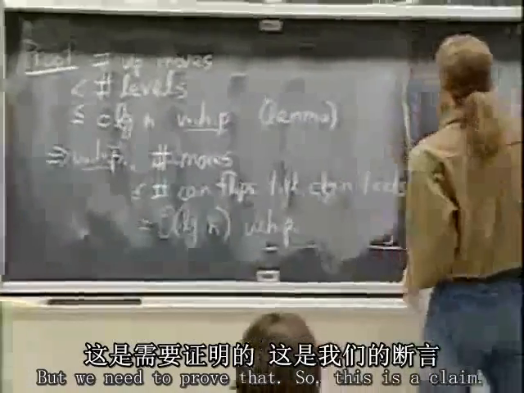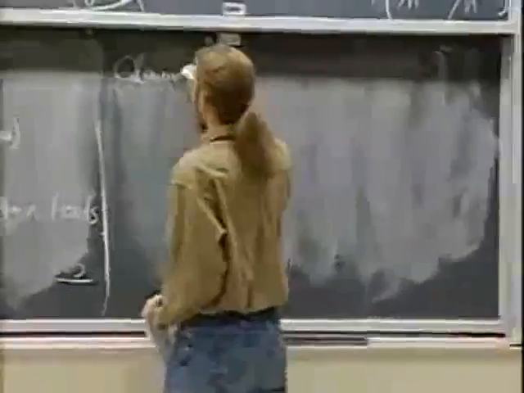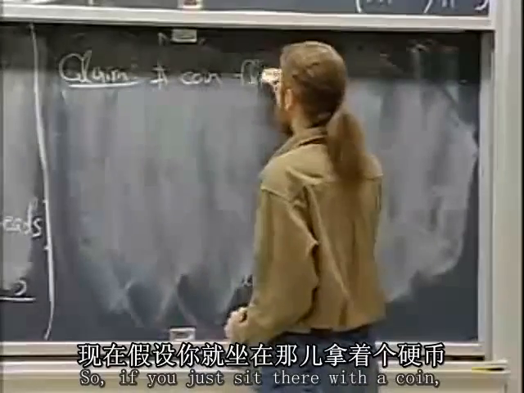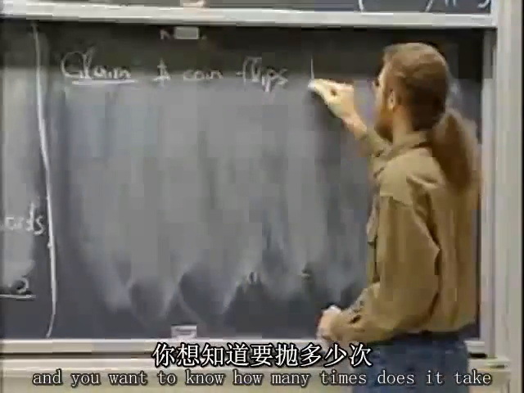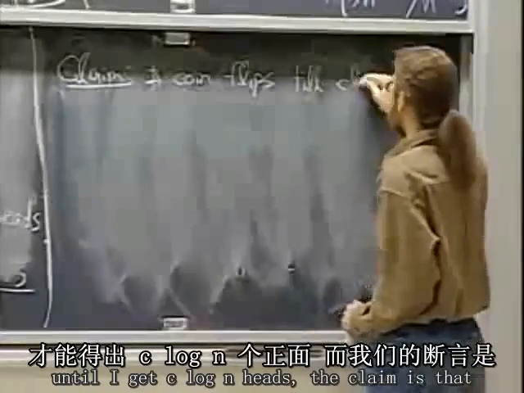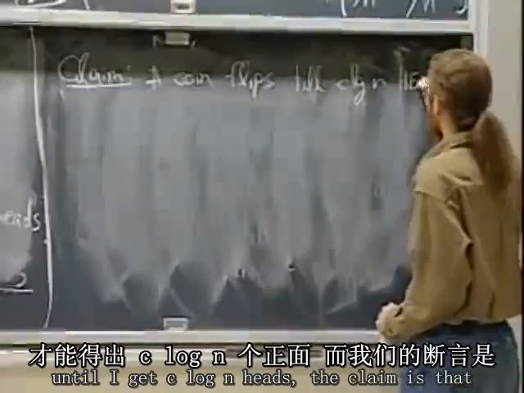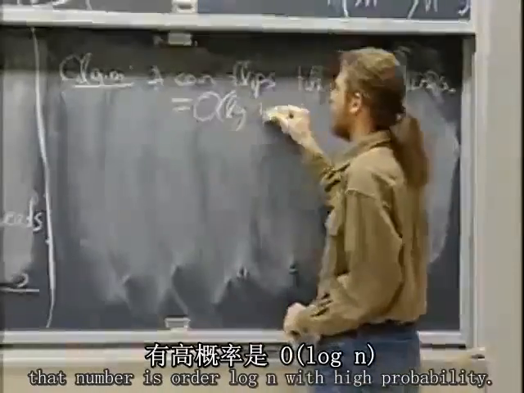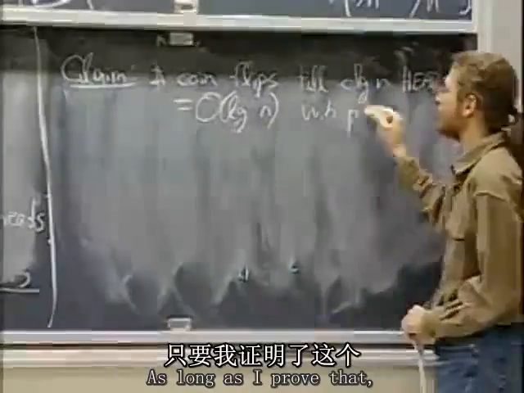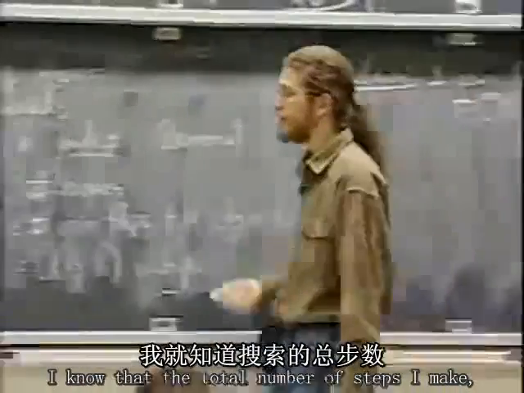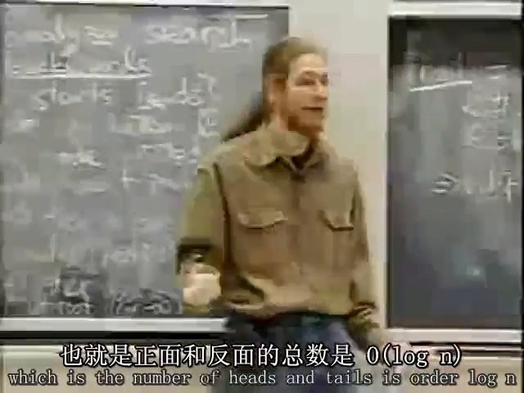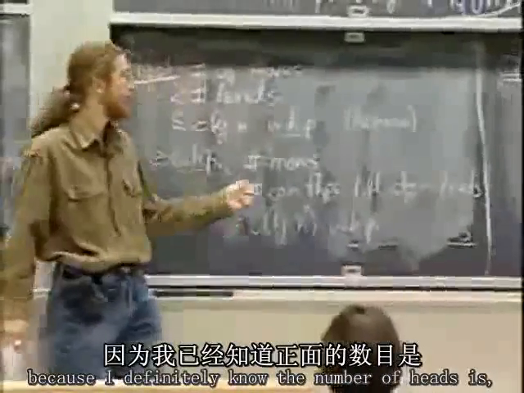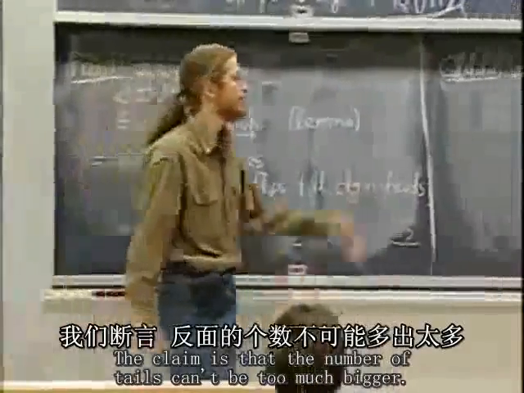So this is the claim. If you just sit there with a coin and you want to know how many times it takes till I get C log n heads, the claim is that number is order log n with high probability. As long as I prove that, I know that the total number of steps I make, which is the number of heads and tails, is order log n. Because I definitely know the number of heads is at most C log n. The claim is the number of tails can't be too much bigger.